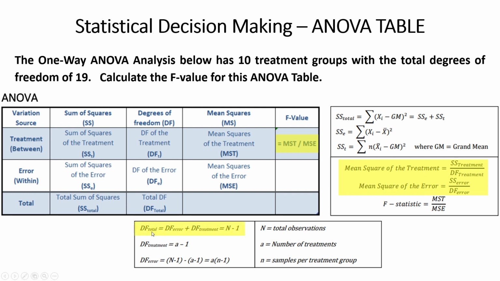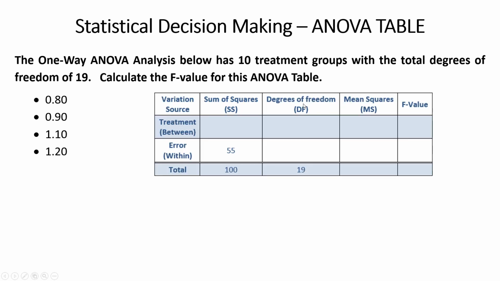And of course, to do that, we're going to have to calculate our degrees of freedom for the treatment and the total degrees of freedom. And we're going to have to calculate the sum of the squares. So let me walk you through now how to do that.